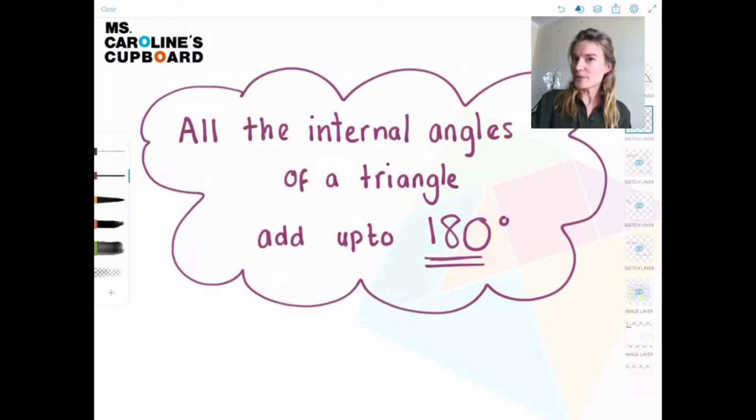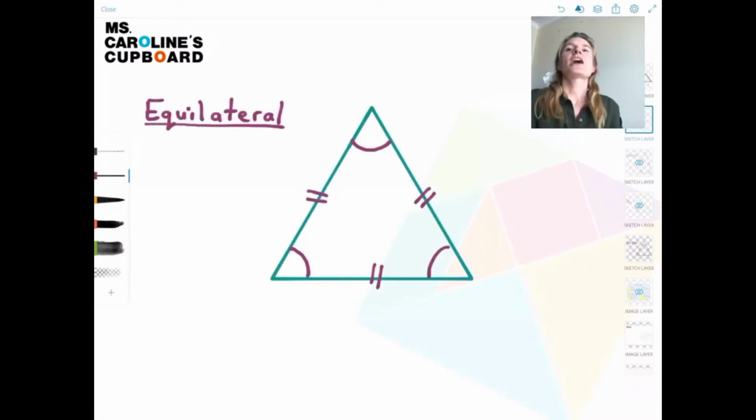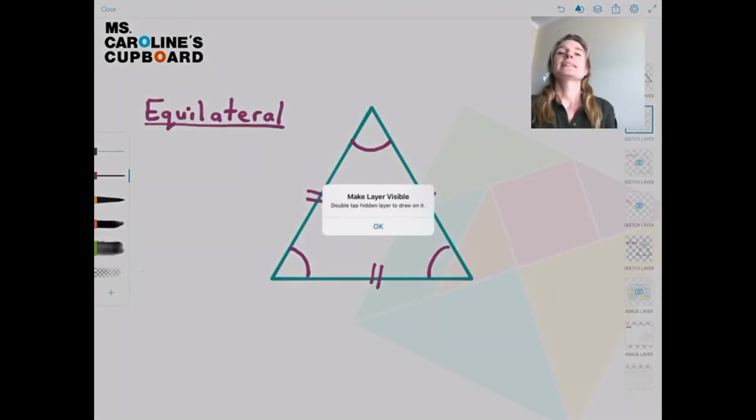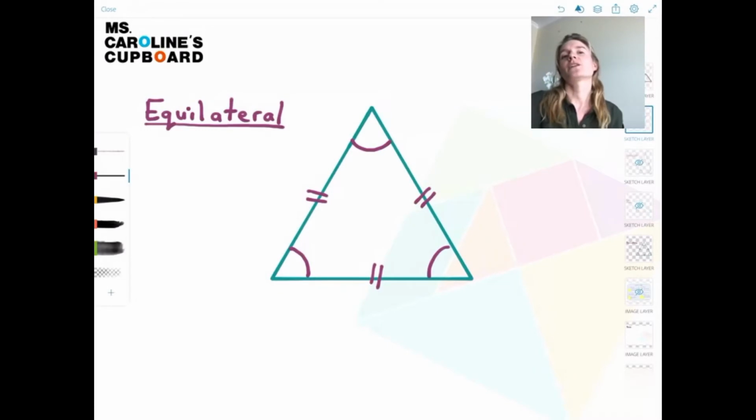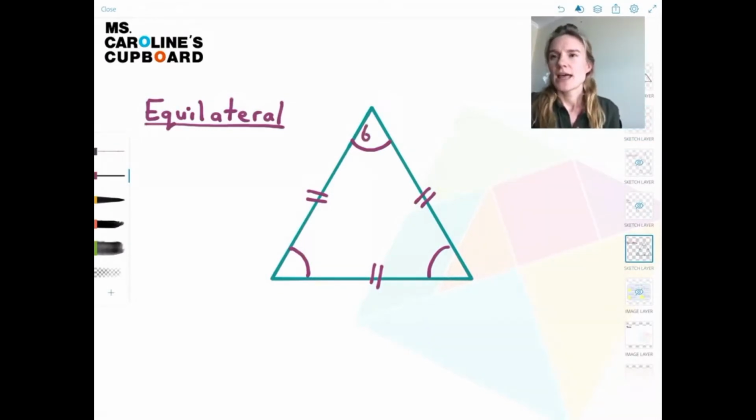Okay, so that's going to help us if we have a missing angle to find out what it is. Shall we have a go together? Okay, let's do it. This is our equilateral triangle. Do you remember this one? It's got 3 equal sides and 3 equal angles. Yeah? I thought you did. Right then, let's have a go at trying to find one of our missing angles. So, I want you to imagine that this angle is 60 degrees. We need to find out what this one is down here.